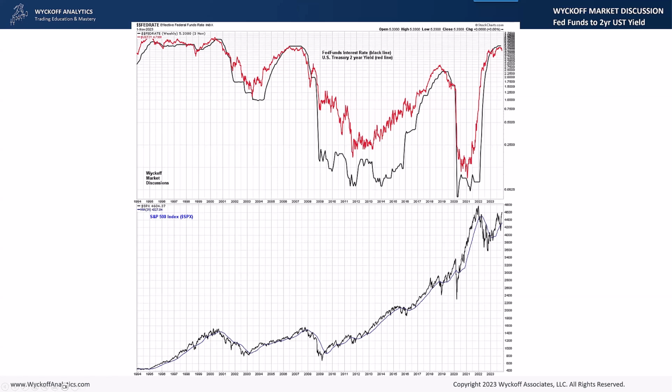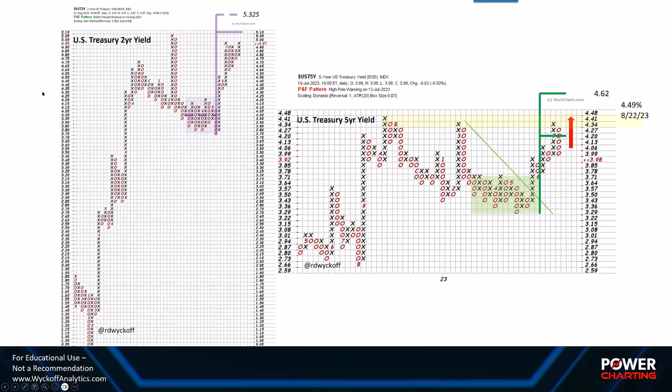So this is the 2-year on the left, point and figure, daily data, 3-box method, but I'm using ATR to scale this. And this is the count that I had off this basing structure here. Look at this nice little shakeout low, and then it just turns up really hard. We had basically said we could go 5.10 to 5.325, and this is in fact what we did. We went to 5.15 into the zone of our count. But then look at how hard it's failed.